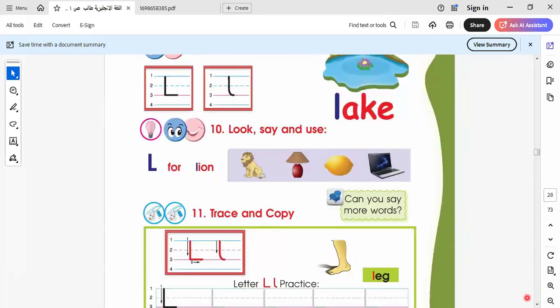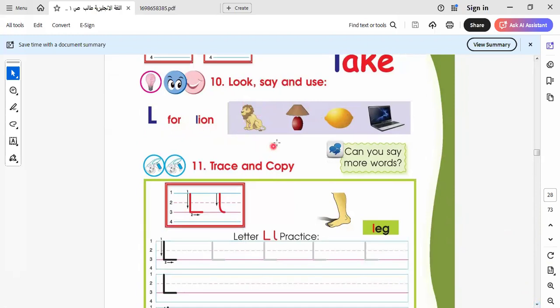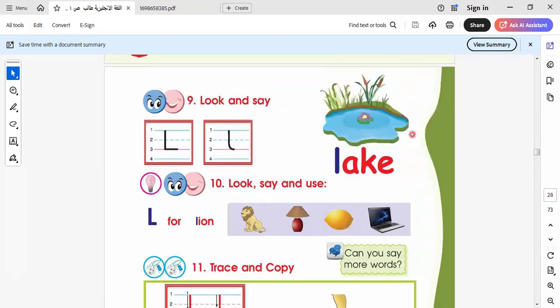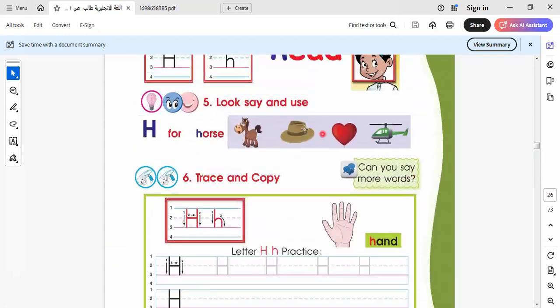Let's do this question together. L for what here? The words that start with the letter L will be here: lion, lamp, lemon, and laptop. Here we have the letter H. It will be horse, head, heart, and here is a helicopter.